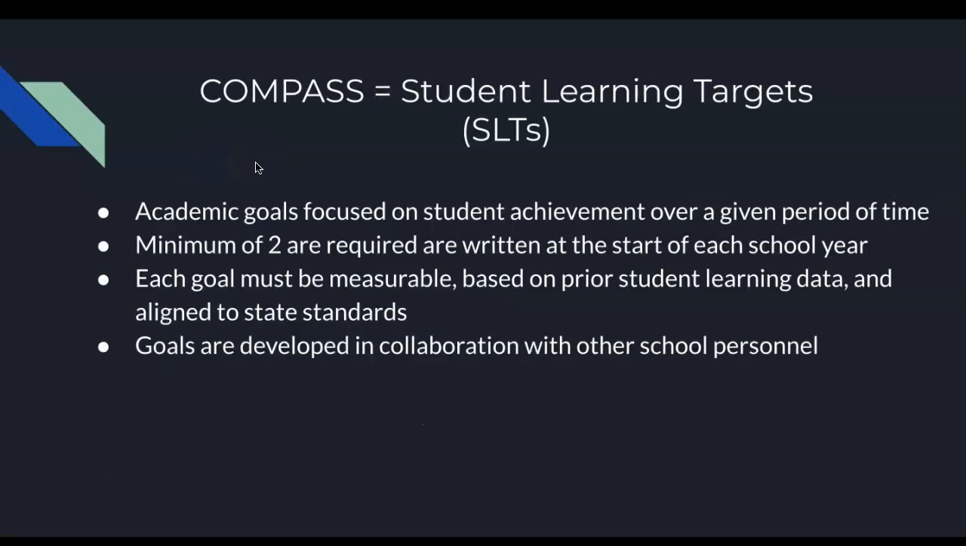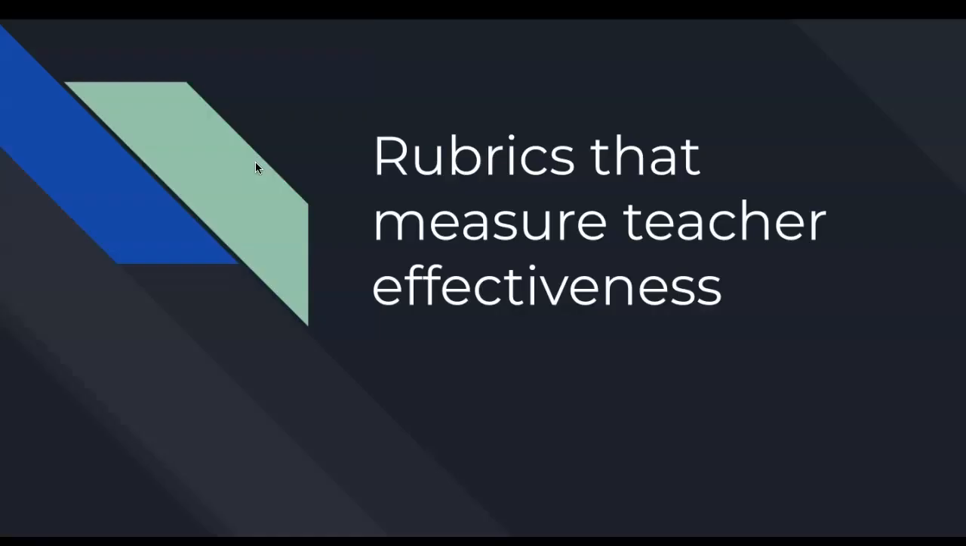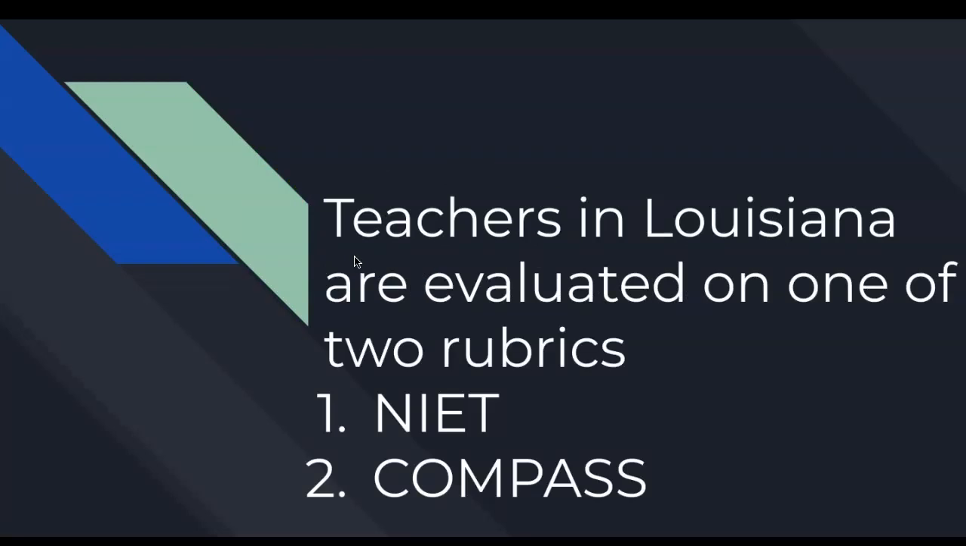This is going to be a very short presentation on the rubrics that are used to measure teacher effectiveness in the state of Louisiana. There are two different rubrics that are used in the state, the NIET rubric and the Compass rubric. Depending on what school you take your first job at, it will be one of these two rubrics. Most schools are going to use Compass, with only a few using NIET.